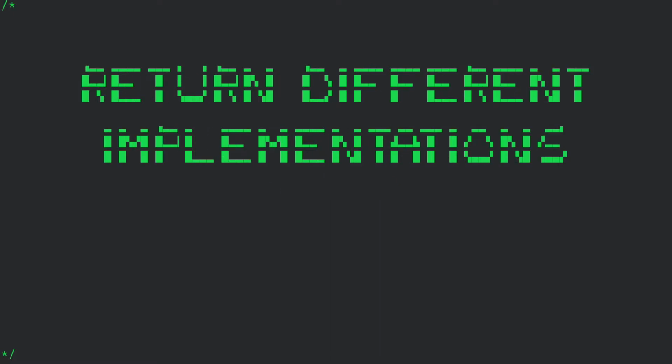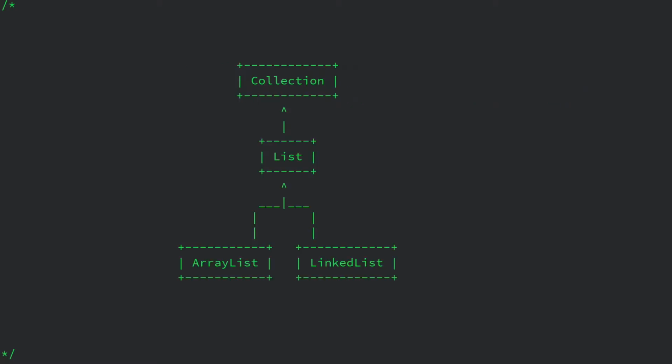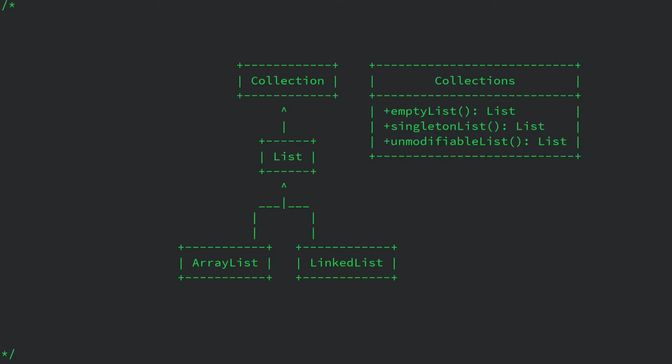Return different implementations. Most of the examples I've shown so far were concrete classes that return instances of themselves, but where this technique really shines is in the ability to return different implementations. Take, for example, Java's Collections API. First, let's look at the List interface, whose most common implementations are ArrayList and LinkedList. If you were writing this API, where would you put static factory methods that return instances of lists? That's right, you'd put them in the Collections utility class.